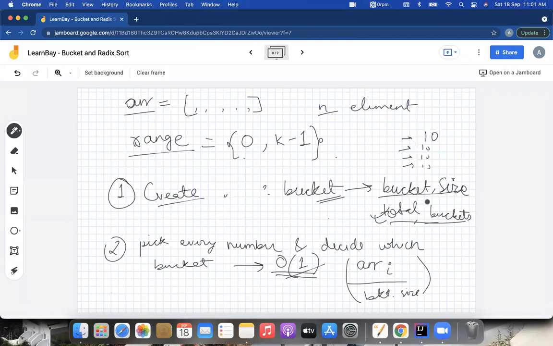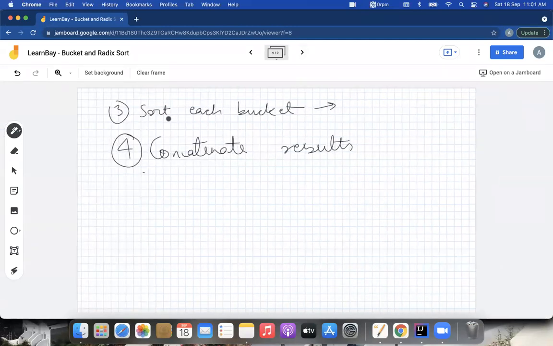So just divide 77 by the bucket size, and you get the index. Once you get the index, just dump this number in that bucket. Buckets are nothing but individual arrays or individual lists, and you keep appending to that list.